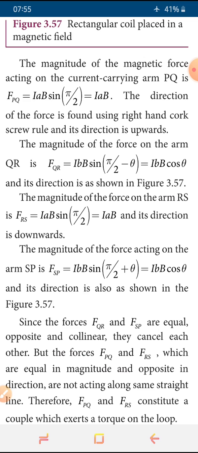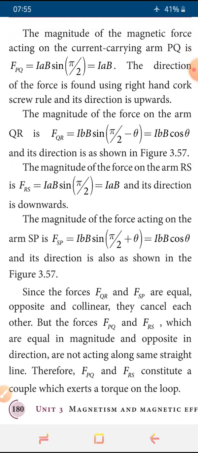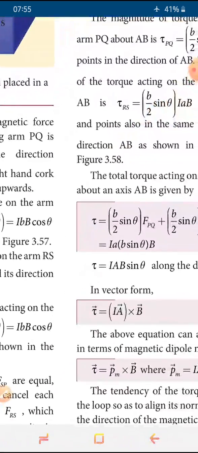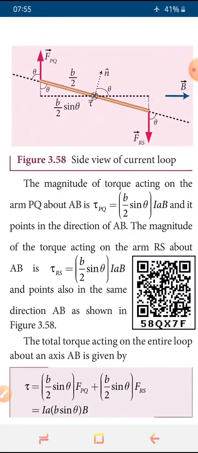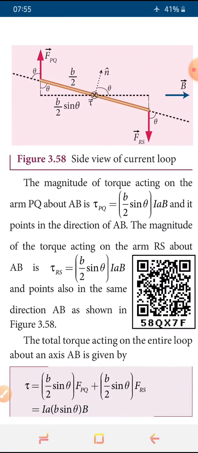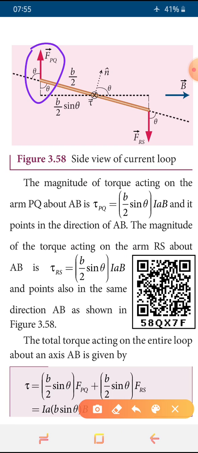But the forces FPQ and FRS, which are equal in magnitude and opposite in direction, are not along a straight line, so they constitute a couple. So it constitutes what? A couple. About couple we discussed in 10th itself. Okay, we can use that formula. So that is given clearly in this picture for PQ and RS in figure 3.58. See, these two forces are acting in opposite direction. Their lines of action are not coinciding. It constitutes a couple.